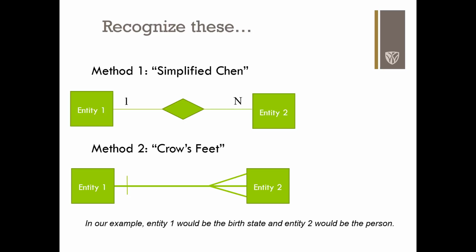The second approach is referred to as crow's feet, and it's showing exactly the same relationship, so it's a one-to-many relationship. It's indicated by a single line on the one side and then the crow's foot on the multiple sides. So again, entity 1 would have multiple instances of entity 2 that it's associated with, whereas entity 2 is associated with exactly one, or only one, instance of entity 1. So in the example we had previously, birth state would be entity 1, and entity 2 would be famous person.